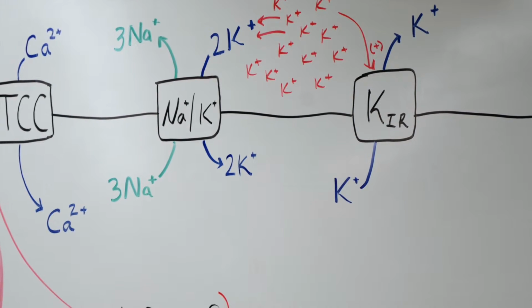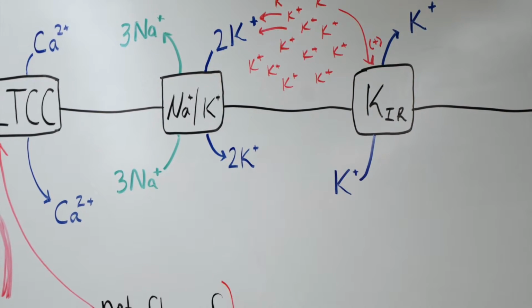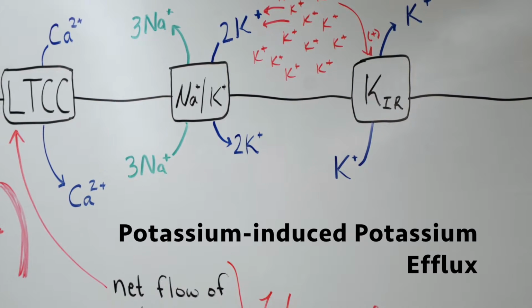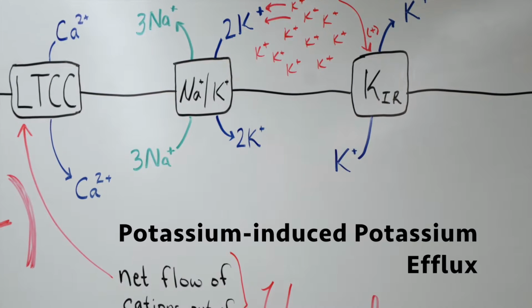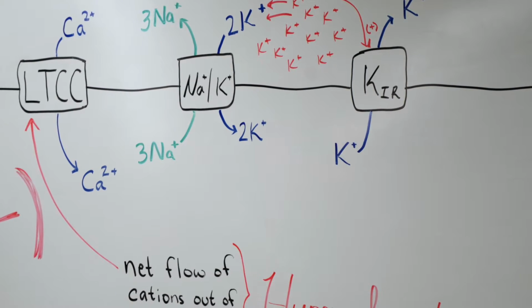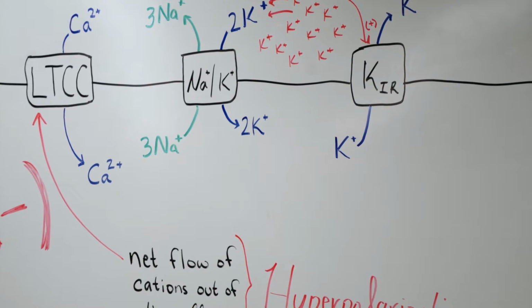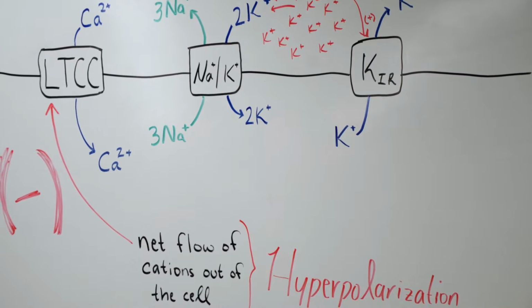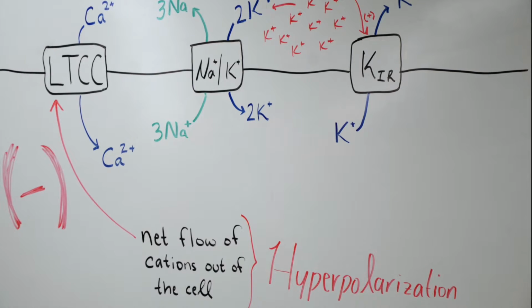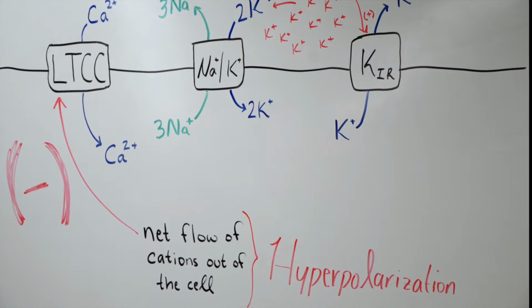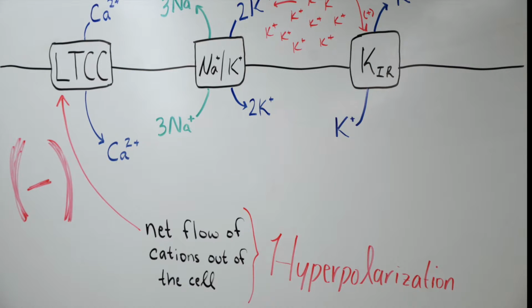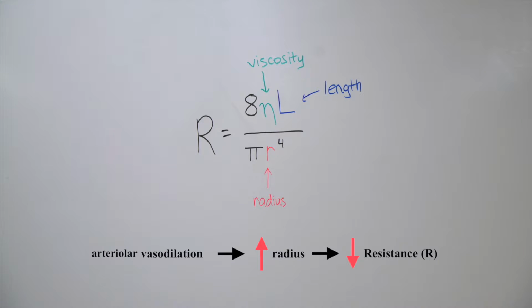cell. The inward rectifying potassium channels are directly activated by potassium that results in a potassium-induced potassium efflux through these channels. The combined effect of the enhanced activity of these two channels is a net efflux of cations. This results in a hyperpolarizing current that inactivates L-type calcium channels and therefore causes the opposite of what we discussed, which is vasodilation. Now let's see how this relates to our results.